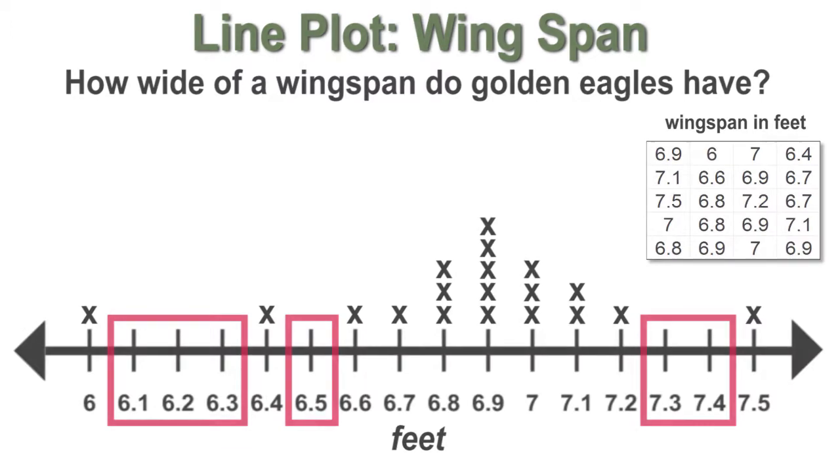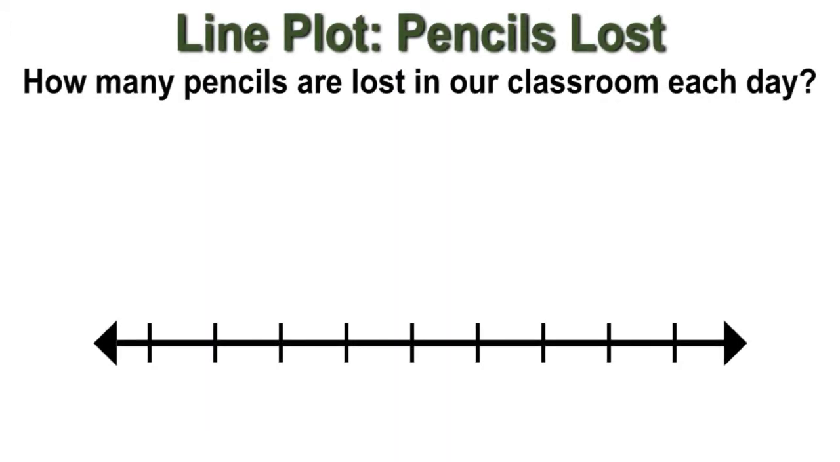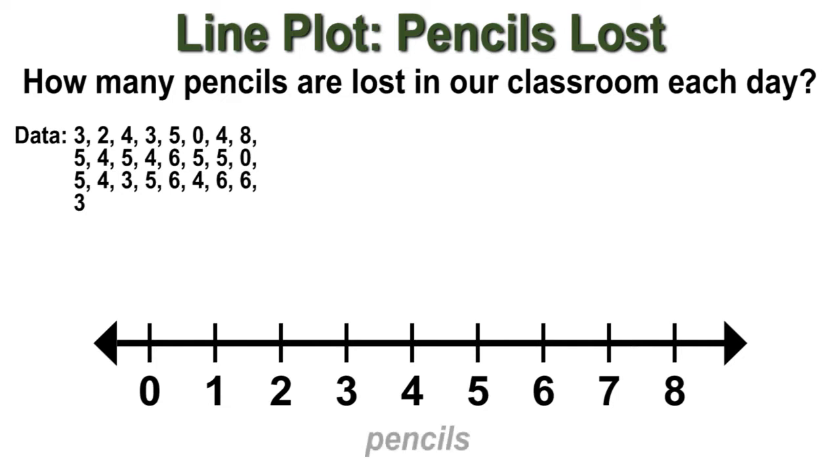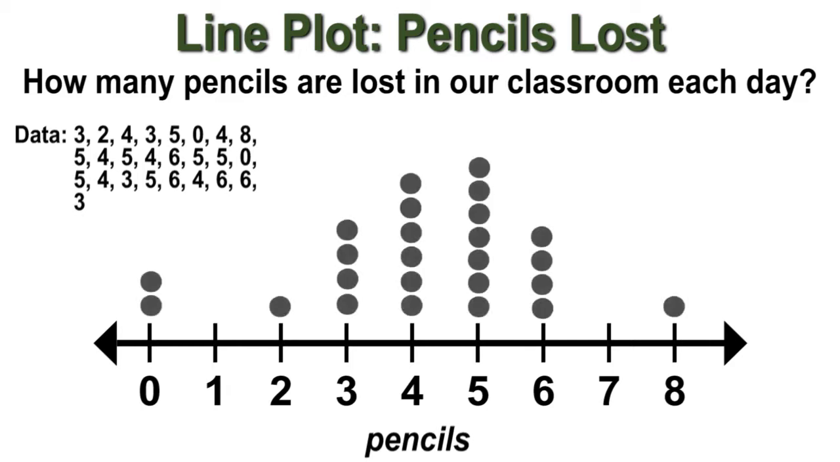Let's create another dot plot. This time, our statistical question is, how many pencils are lost in our classroom each day? The following data was collected. As we examine the data, we can see that our lowest value is 0 and our highest value is 8. The data is also represented by only whole numbers, so we will number our number line with whole numbers from 0 to 8. Next, we will label our number line number of pencils, since that is what is represented by the data points. Now we will place a dot on the number line for each data point.